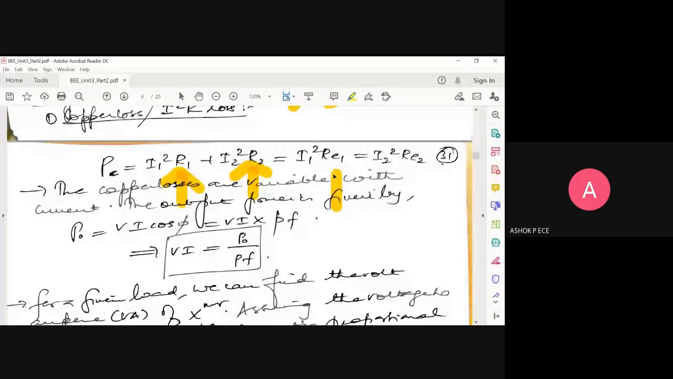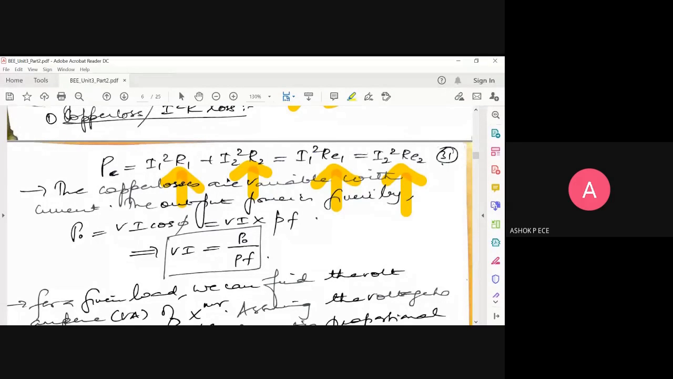So these three formulas you can use. Whichever currents are available, you can apply and get the answer for copper loss. And copper loss, you see, it is proportional to the current. So copper loss depends on square of the current because resistance is going to be constant. So copper loss is proportional to square of the current.